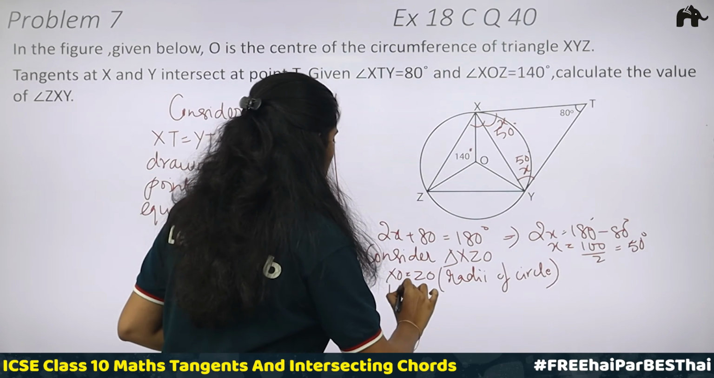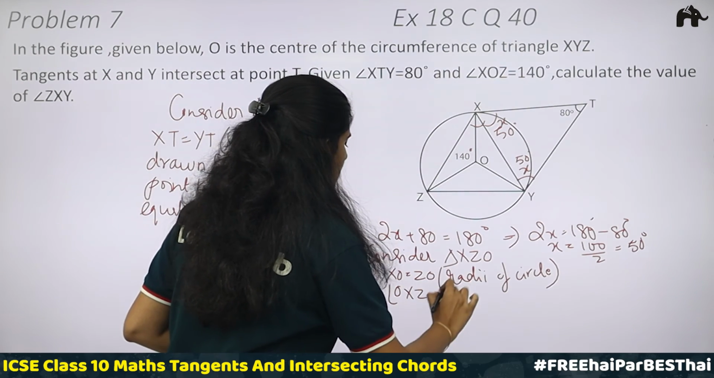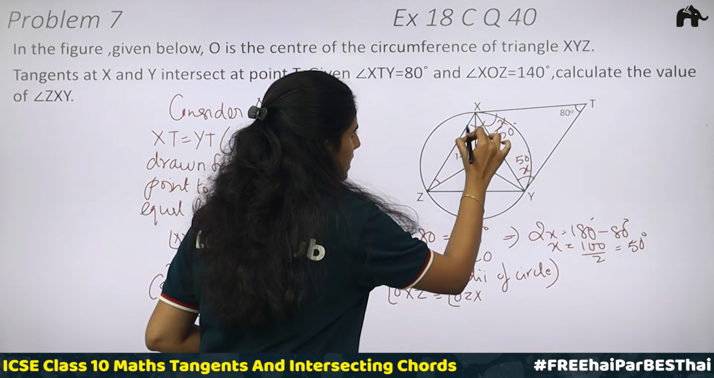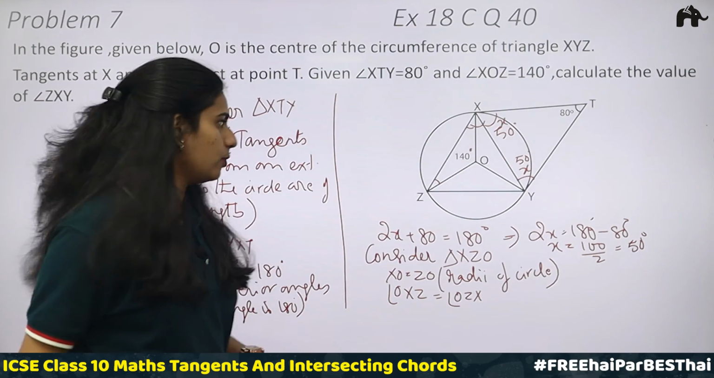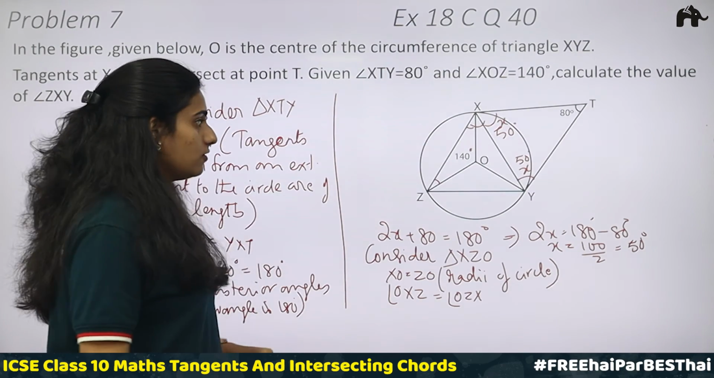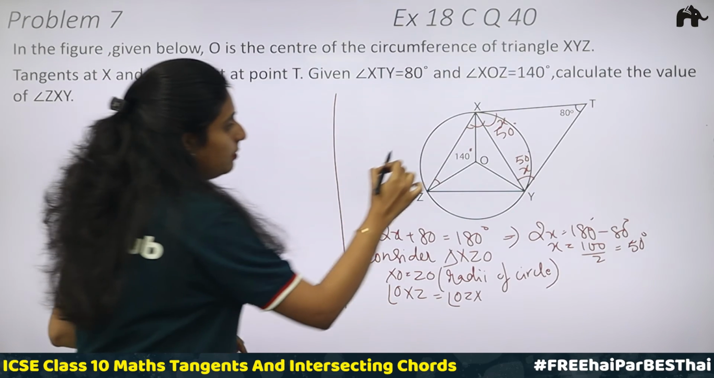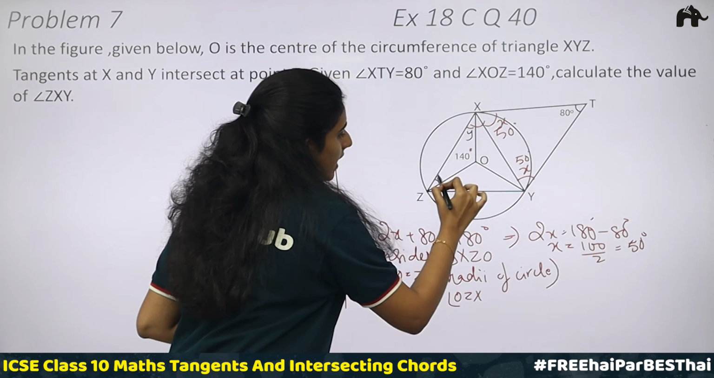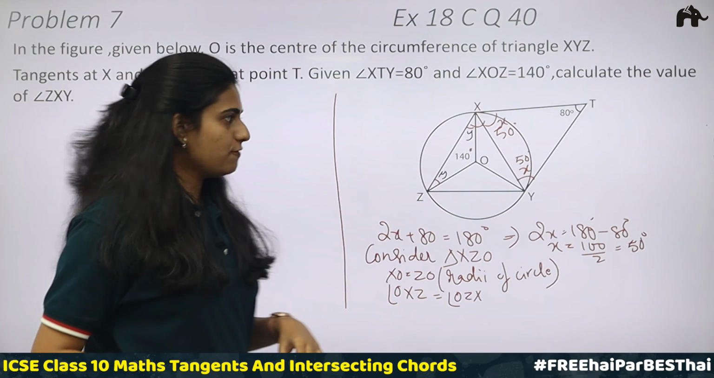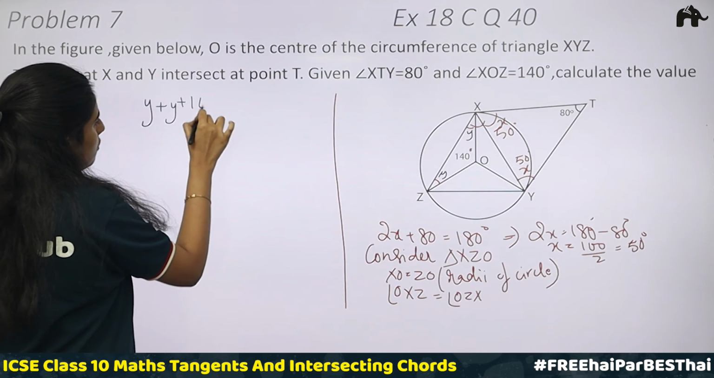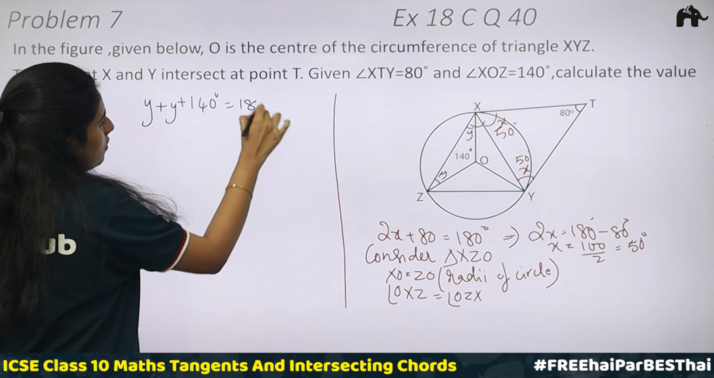Angle OXZ will be equal to angle OZX. This angle and this angle will be equal. How to find the measure of these angles? Here in this triangle, if I am taking this angle as y, then this angle will also be y. Therefore, y plus y plus 140 degrees is equal to 180 degrees.